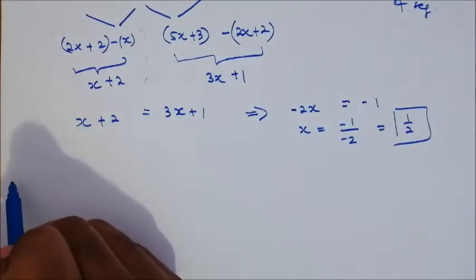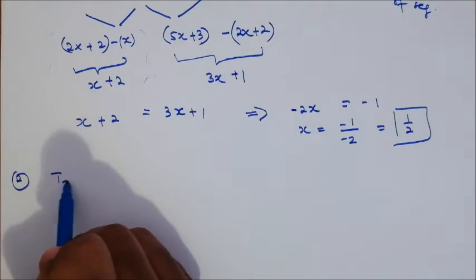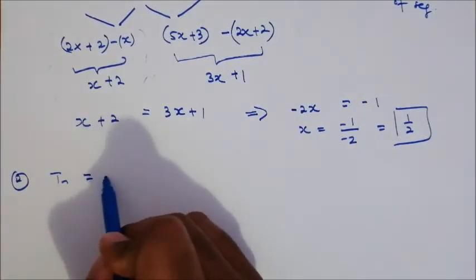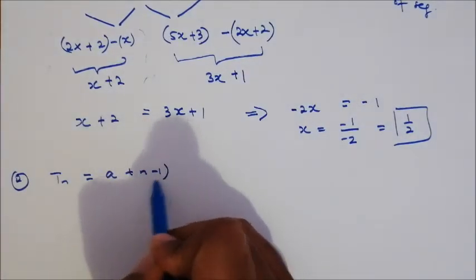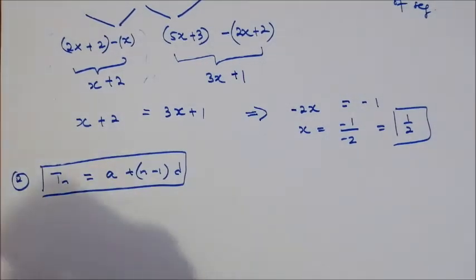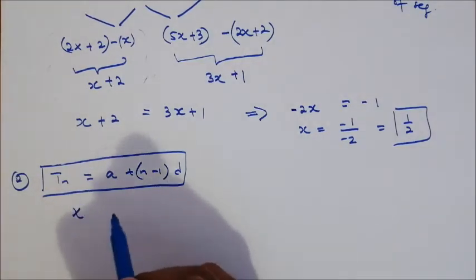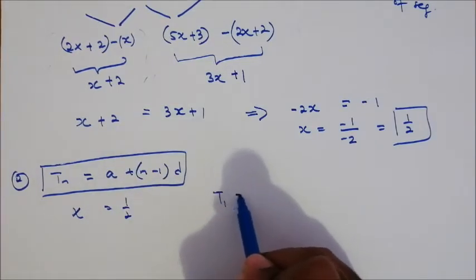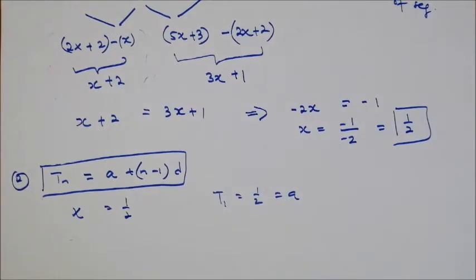Okay, we found x. Then secondly, we ought to find Tn, right? In order for us to find Tn, we ought to know what is the first value, and we also need to know the constant difference between the terms. Okay, so Tn is a plus n minus 1 multiplied by d. This is Tn. So the first value is x, right? And x is equal to 1 over 2. So T1 is 1 over 2, which is the same as a.